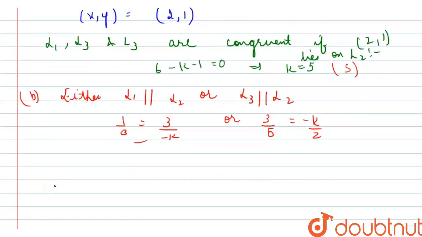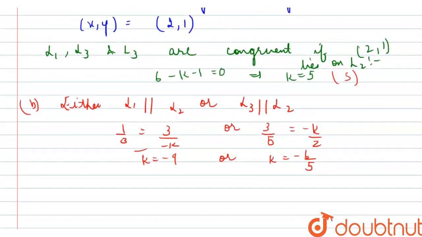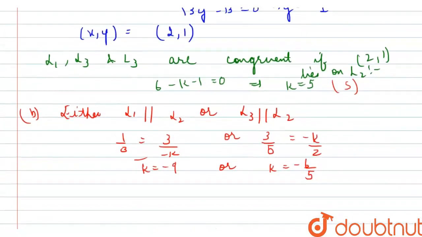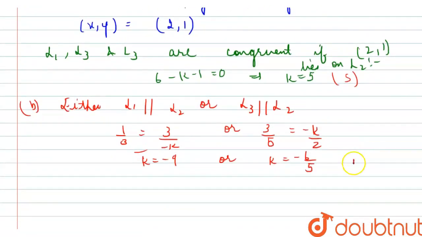So it implies that the values of k come out to be: k would be minus 9 here, and k would be equal to minus 6 upon 5 here. So these are the possible values. Let's have a look at the options. So it is k equal to minus 9 and k is equal to minus 6 upon 5. So it means that P and Q are the correct options in this case. Let's proceed with the third part of the question.